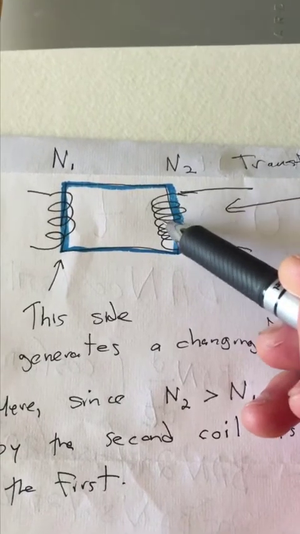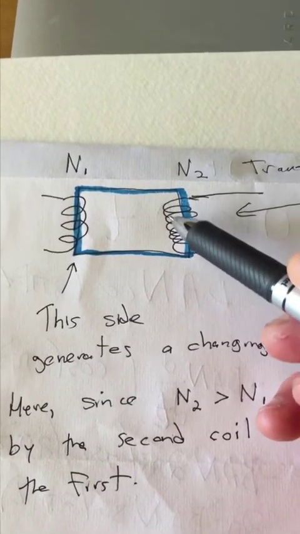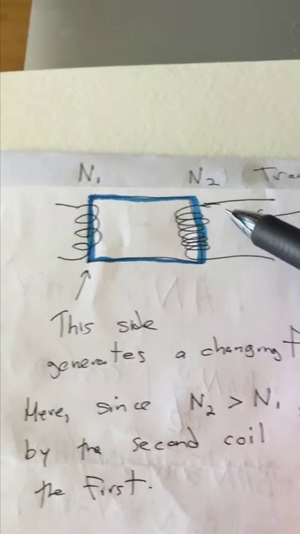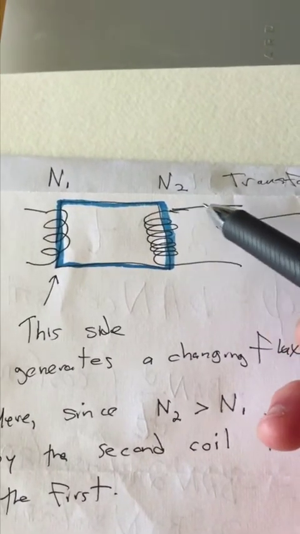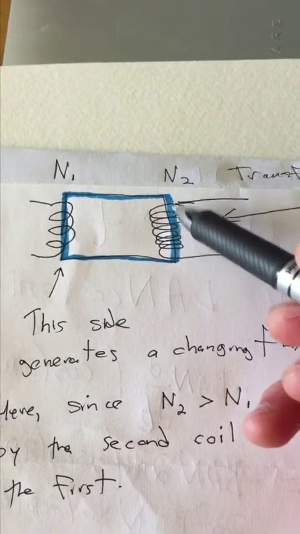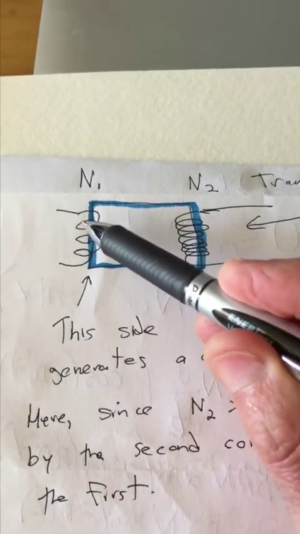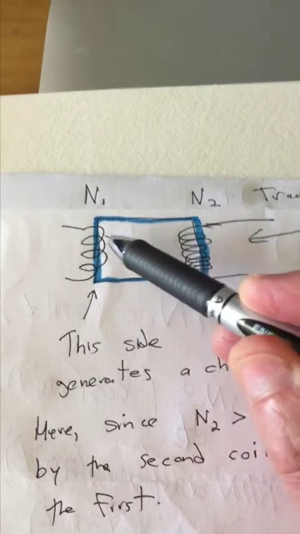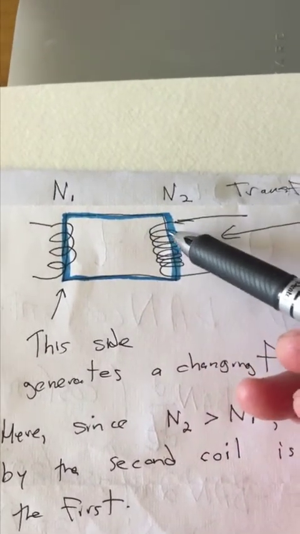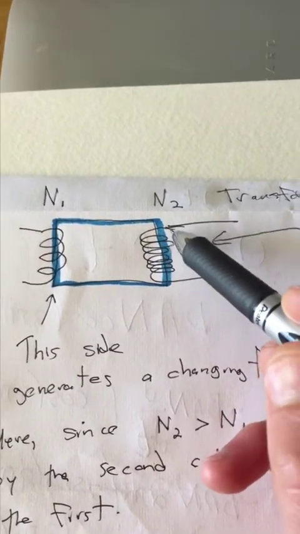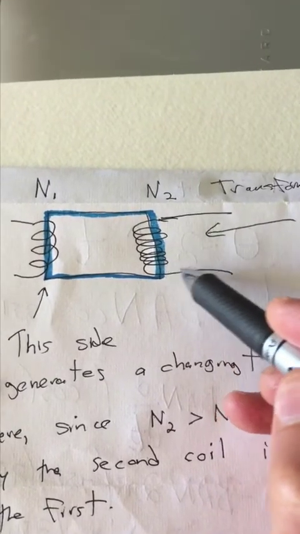This other coil experiences that changing magnetic field and sets up its own AC currents as a result of the changing flux in here, as a result of Faraday's law. So this one here generates a magnetic field, which transfers through this iron core to this one, which comes back and generates a current and a voltage through this coil here.